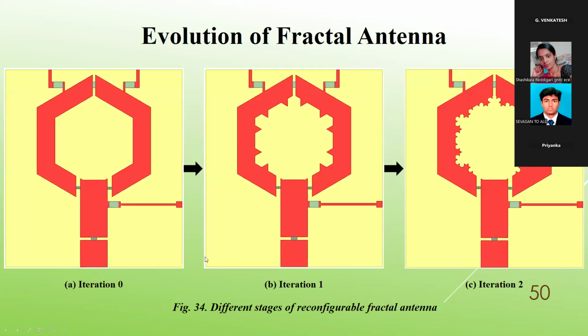So coming to the iteration or evolution. As I told, originally one hexagonal structure is considered, and from the center it has been etched out, and on both sides diodes are connected, and bias lines are there, and two capacitors are there. So iteration 1, what happened?